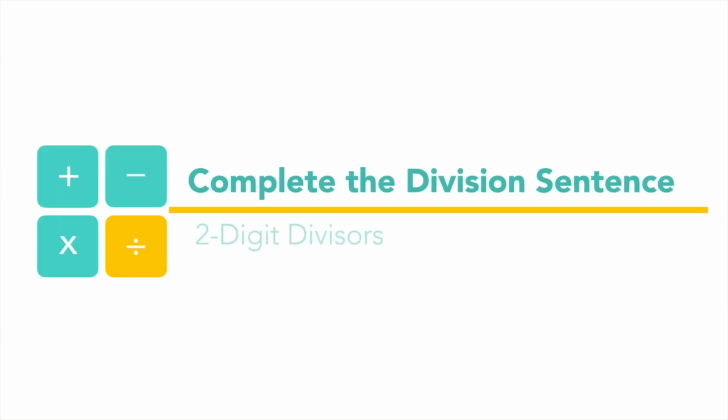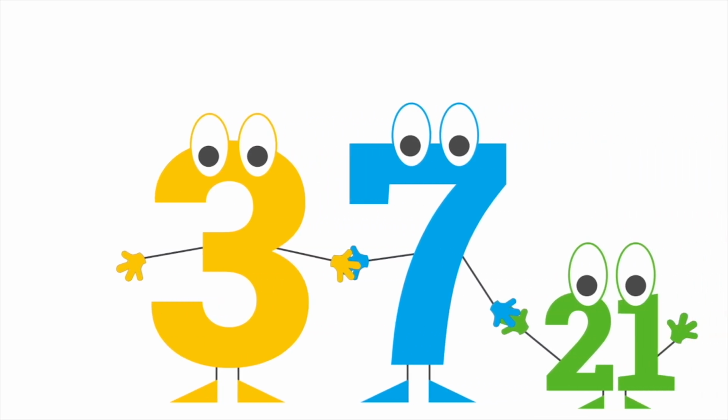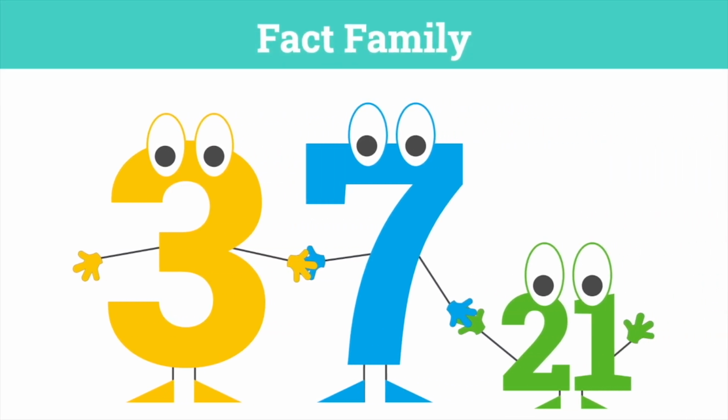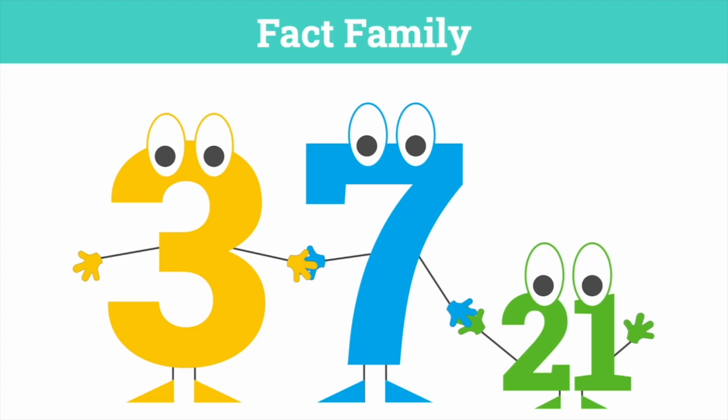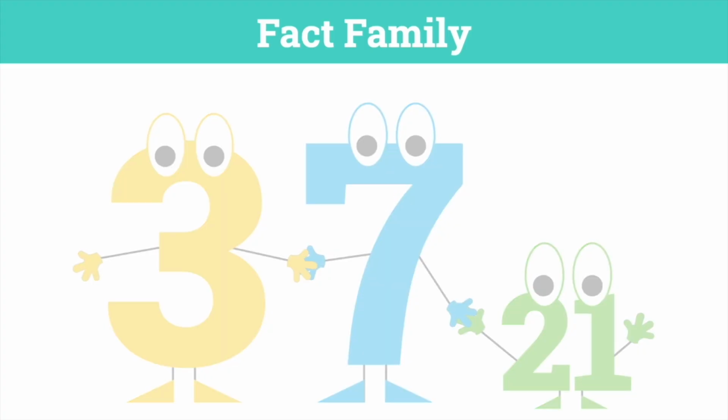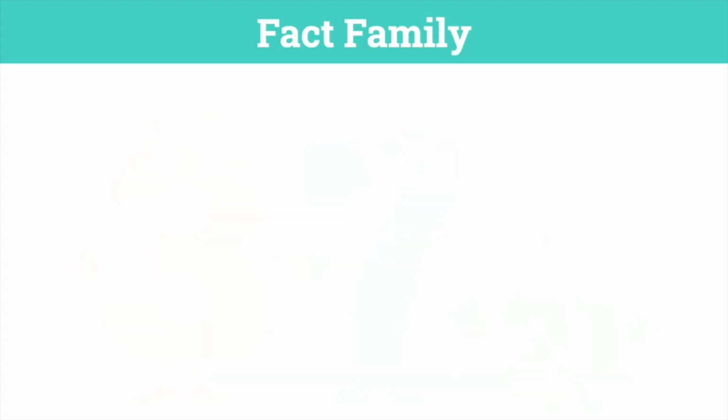Today we'll be completing division sentences. To do this, we'll need to look at some relationships between numbers. Did you know some numbers live in families? A fact family is a set of math facts that all use the same numbers. Since the numbers have a consistent relationship, we can write related multiplication and division facts. Let me show you how a fact family works.